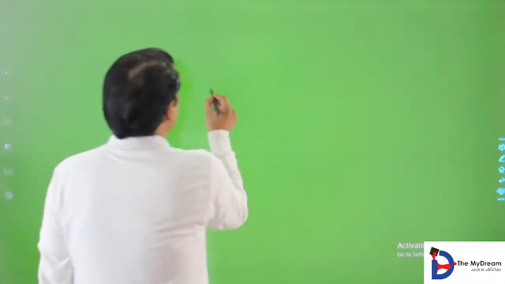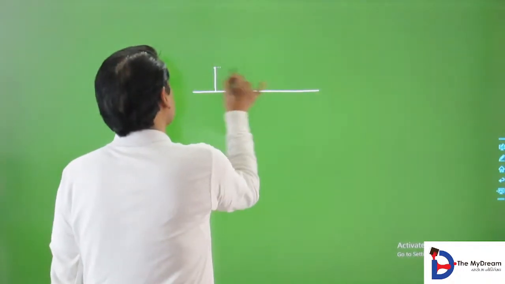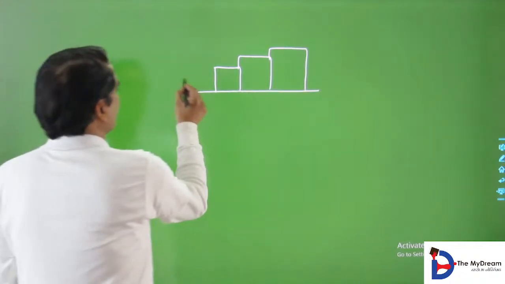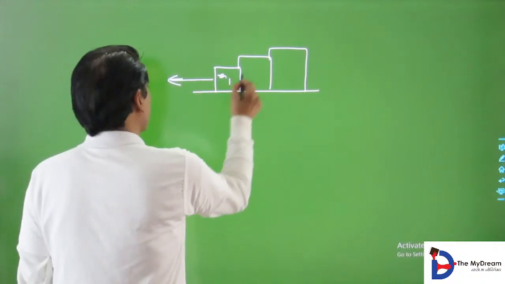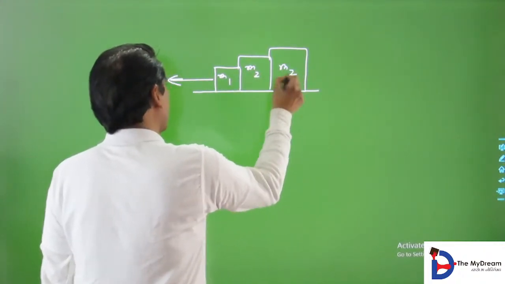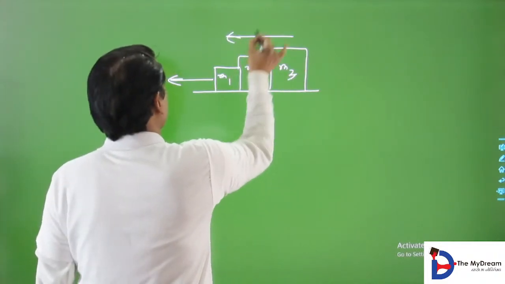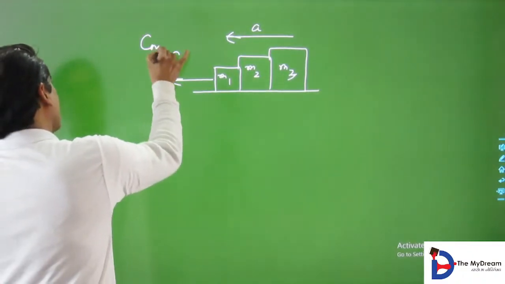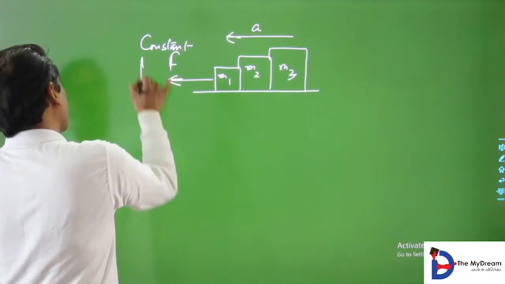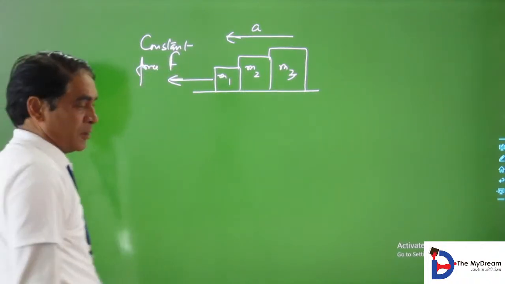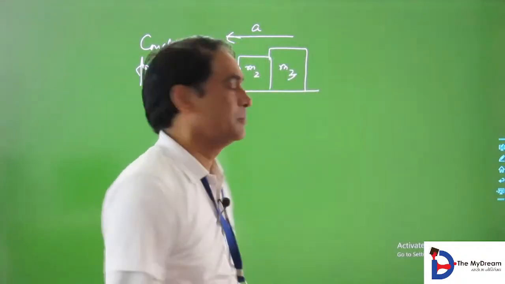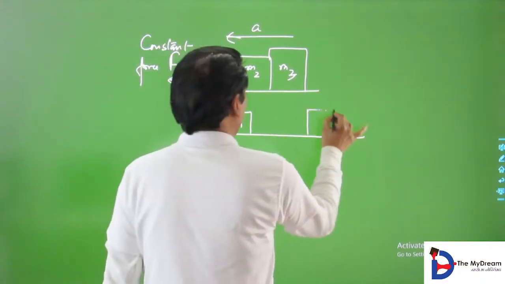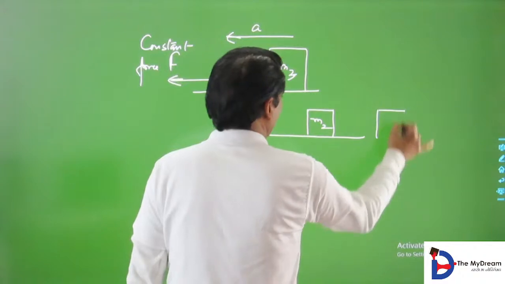Now consider another problem. This is a block of mass m1, m2, and m3, and you are applying a constant force. You draw the free body diagram and solve the problem. This is the block of mass m1, this is the block of mass m2, and this one is the block of mass m3.